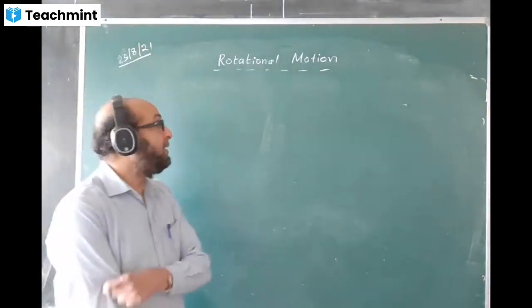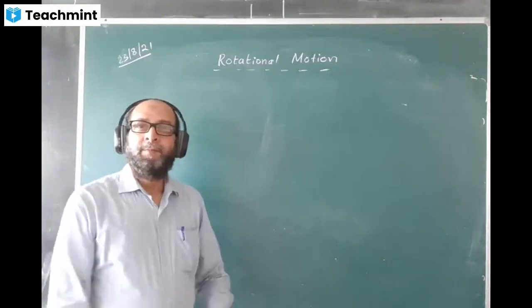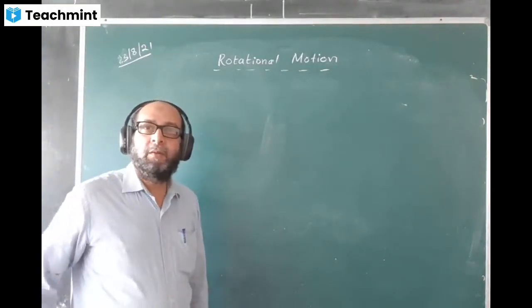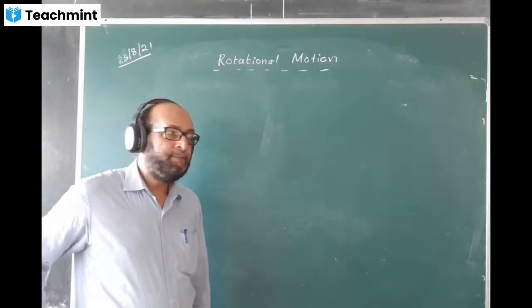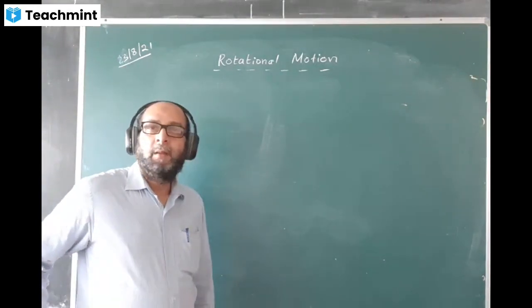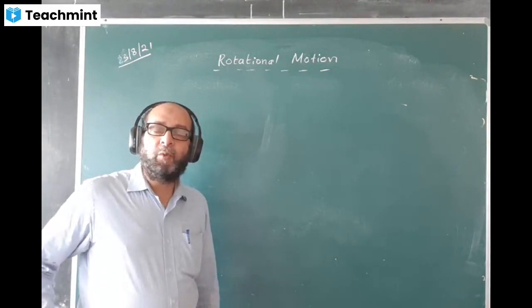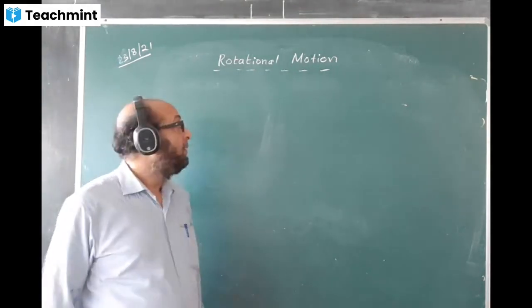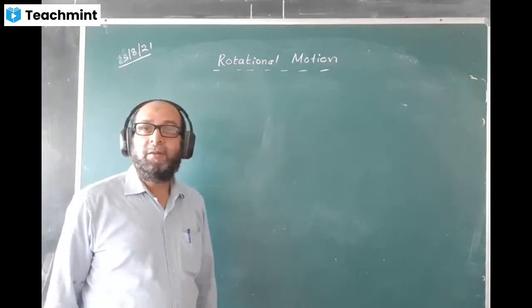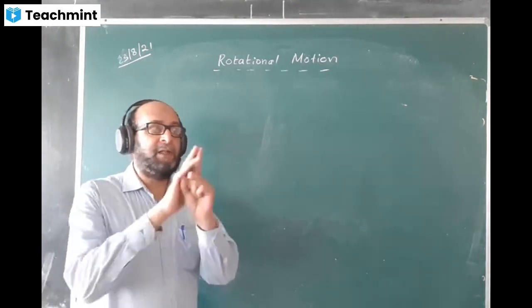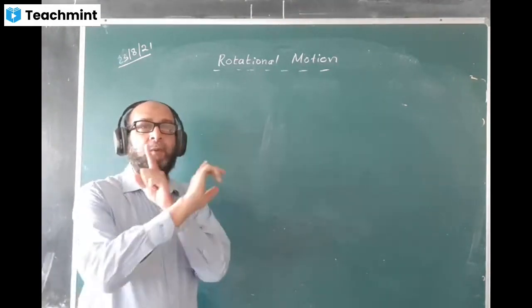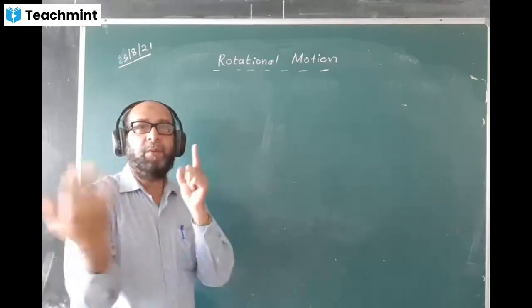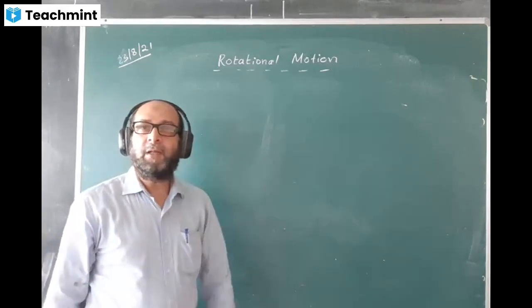Today we are starting the chapter rotational motion. Rotational motion is very close to circular motion. Rotational motion takes place about an axis. There will be an axis of rotation. The body as a whole will move about that axis.